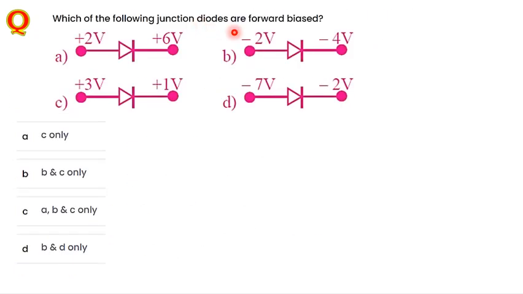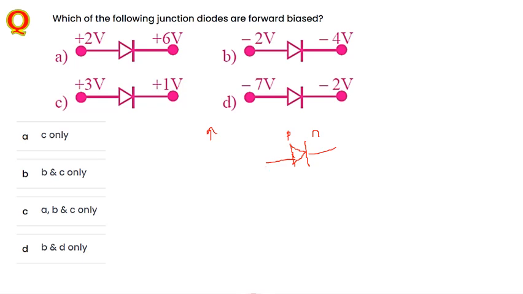Which of the following junction diodes are forward biased? Before going to that, you have to understand the concept of the junction diode. This is the diode, where this side is P type semiconductor and this side is N type semiconductor. The same in all diagrams, P type and N type.